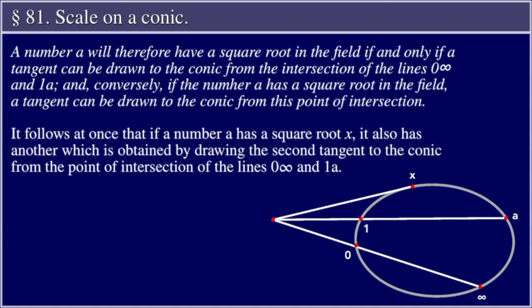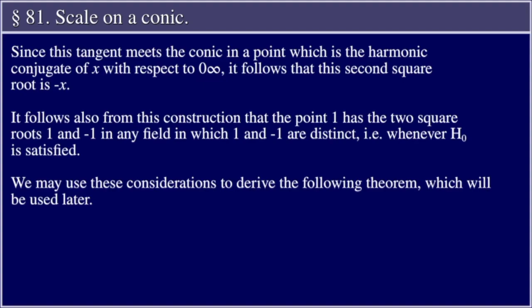It follows at once that if a number a has a square root x, it also has another, which is obtained by drawing the second tangent to the conic from the point of intersection of the lines 0, infinity, and 1a. Since this tangent meets the conic in a point which is the harmonic conjugate of x with respect to 0, infinity, it follows that this second square root is negative x. It follows also from this construction that the point 1 has the square roots 1 and negative 1 in any field in which 1 and negative 1 are distinct, i.e., whenever H0 is satisfied.